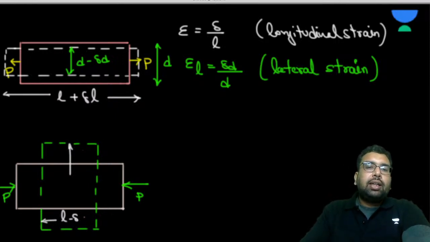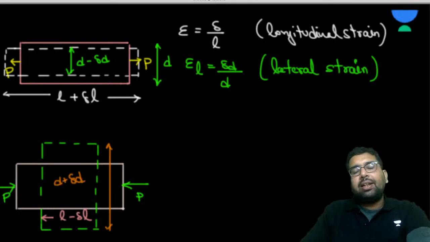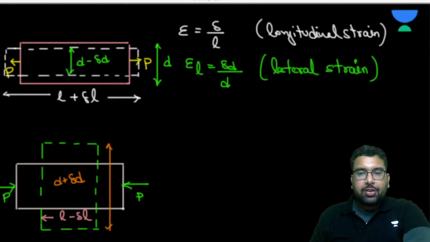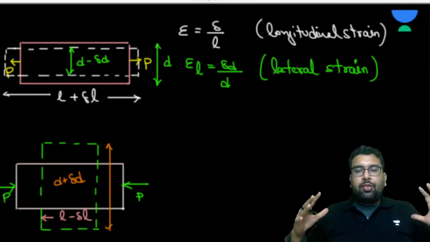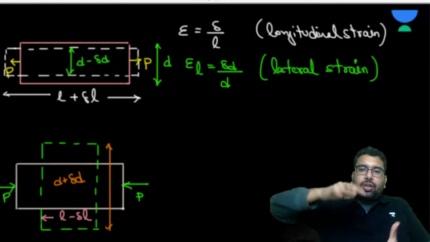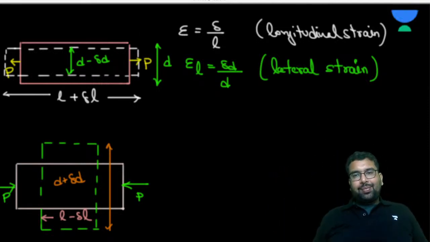So now you will see that the cross section dimension is increasing. The length is decreasing. This is L minus delta L now, because the load is compressive. And you see this is increasing. That is d plus delta d, right? And again, the longitudinal strain and the lateral strain remain the same in this condition. This is how we see it. When we compress something, its length decreases, but its cross section dimension, its width, its depth, or its diameter increases somewhat.